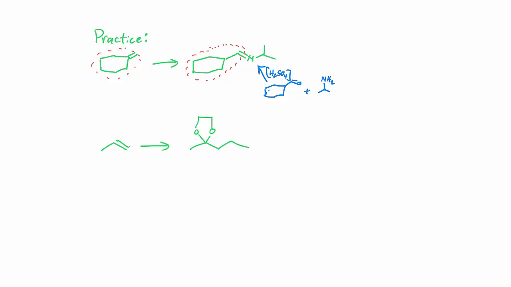So then the question becomes, how do I make this aldehyde from the starting material? There's no change in carbon skeleton here. There's just a change in functional group. I have some functional group on the end of this alkene. So if I can put a functional group on the end of the alkene that I can then turn into an aldehyde, I think that would be a good strategy. And I know how to do that.